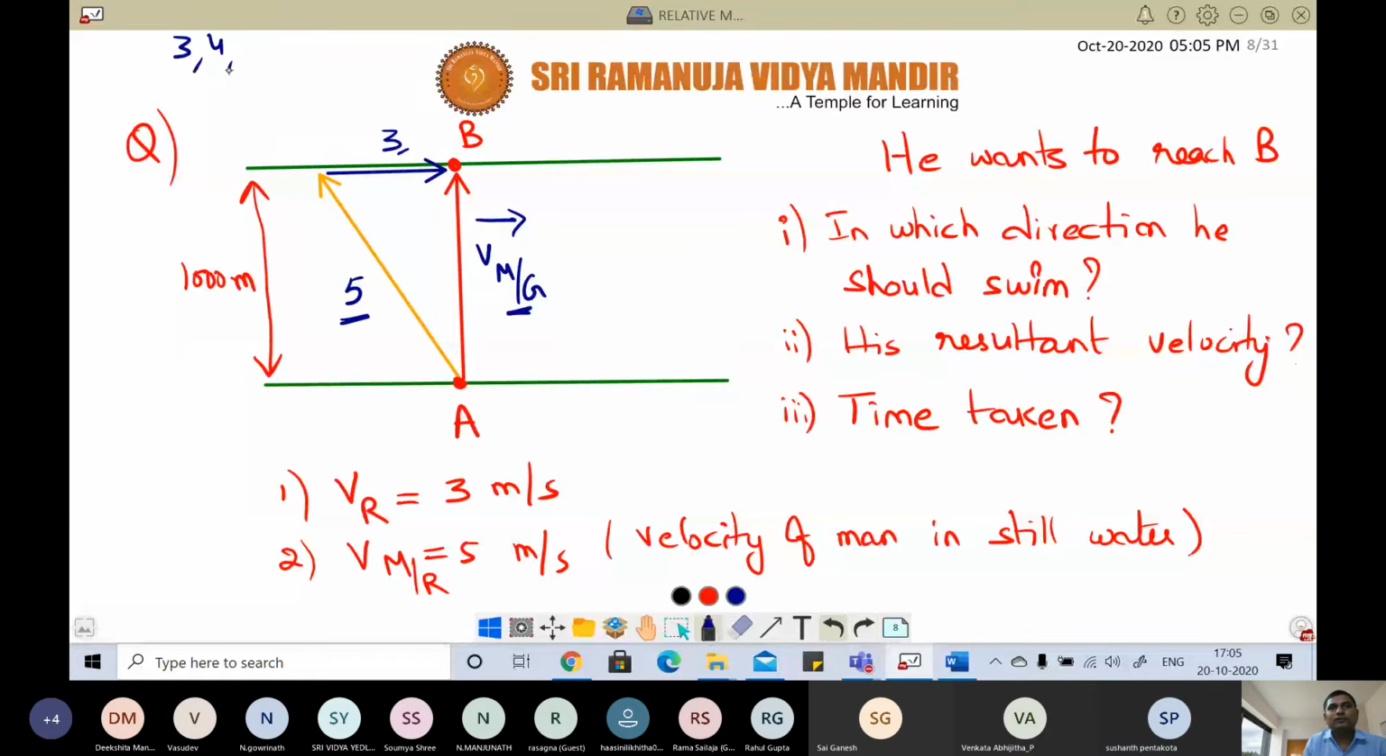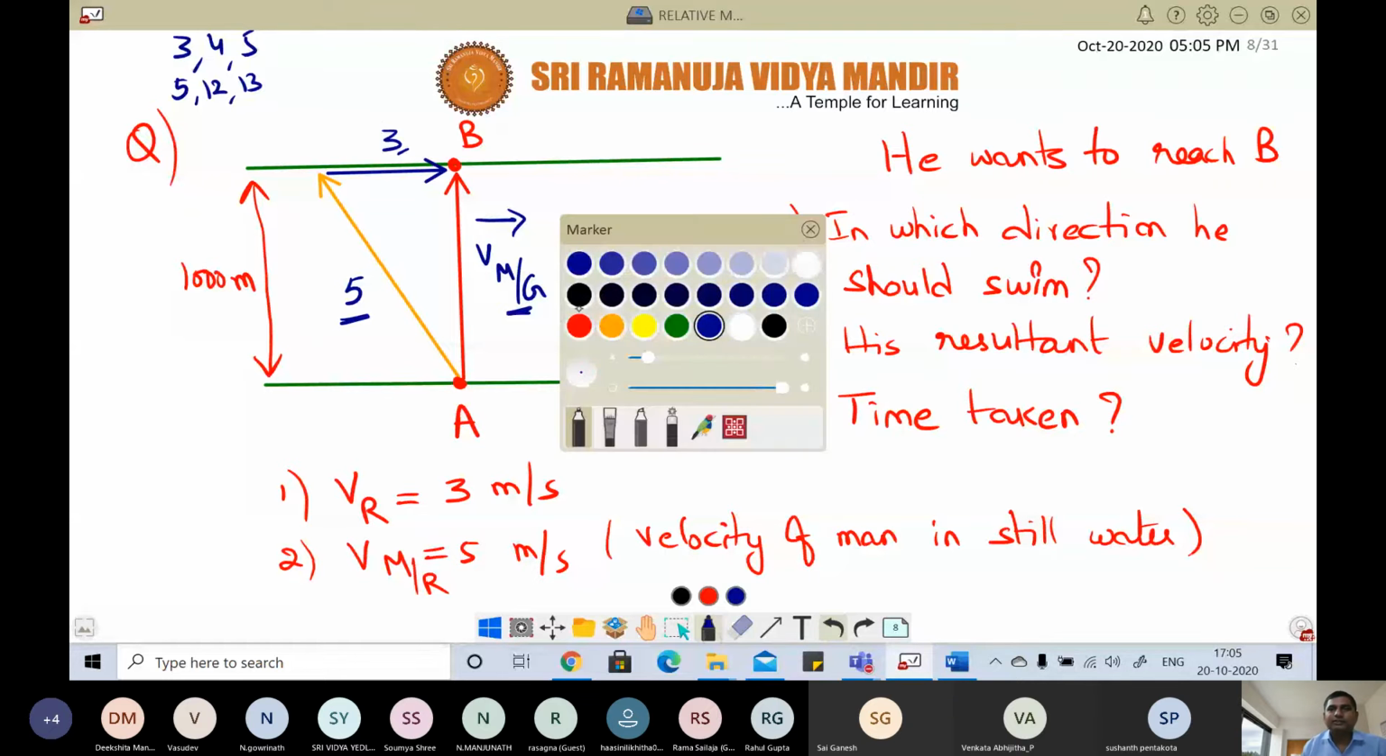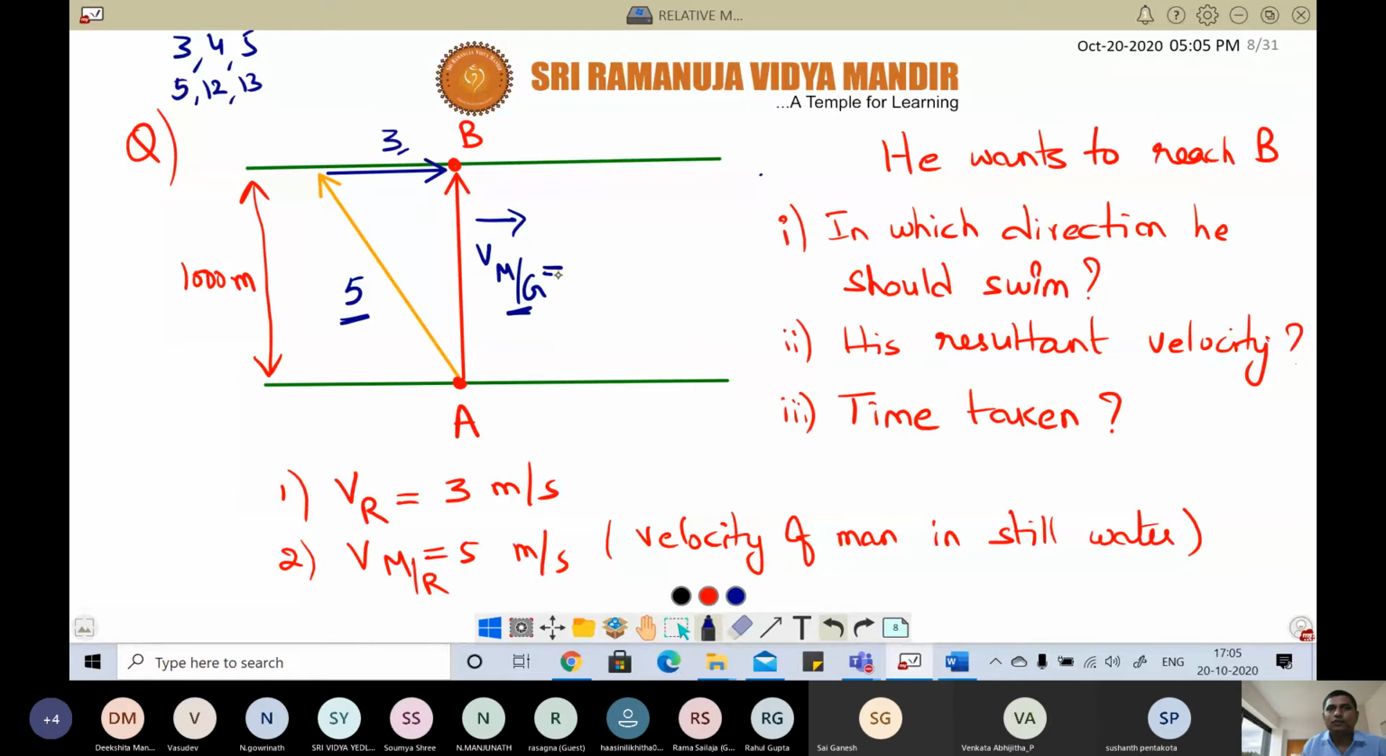Either 3, 4, 5, then 5, 12, 13, like that. There are some triplets. Okay, if you remember those things, otherwise also you can calculate. This value is directly 4, because this is 3, this is 5 hypotenuse. That means this is 4.